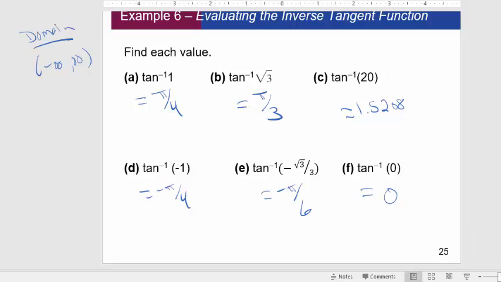Okay, so again, the main distinction here with inverse tangent is that you can take the inverse tangent of any real number because the domain of inverse tangent is negative infinity to infinity. So no matter what the input of the inverse tangent function is, you'll always get back a value. But just make sure that you realize that value has to be between negative pi over 2 and positive pi over 2 because that's the range of the inverse tangent function.